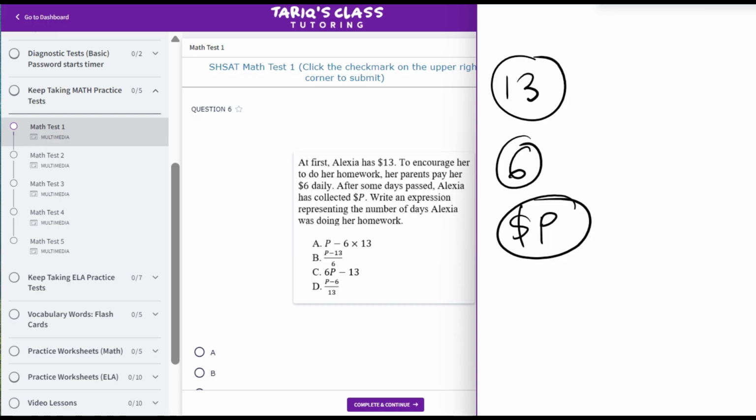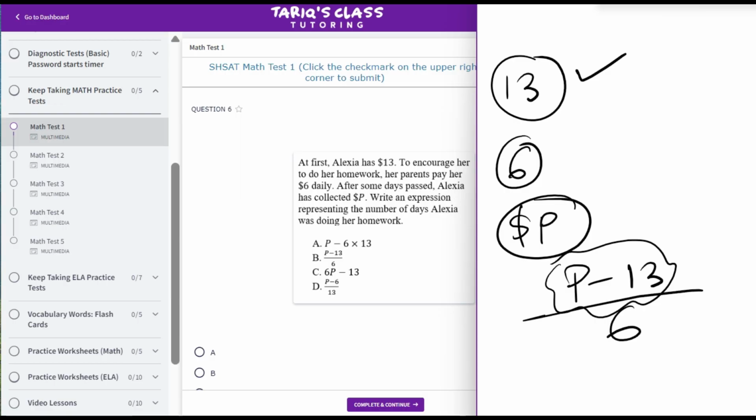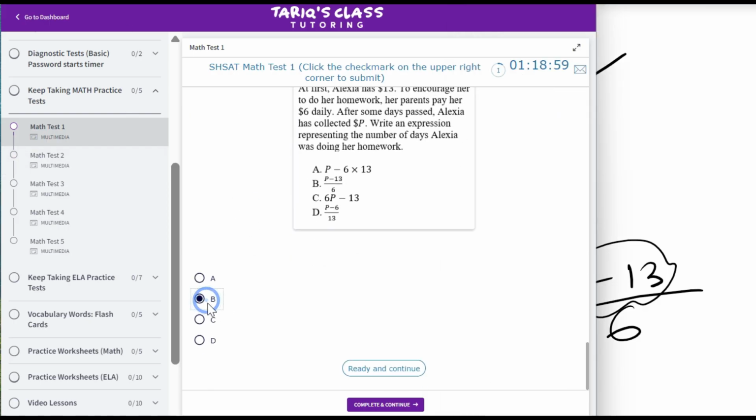So if she made P dollars, how many days was she doing the homework? Did she make all the P dollars from the $6 per day from homework? No, because she already had $13 on her hand. So what we would like to do is first take out that 13 from the P dollars. So P minus the 13. Whatever this amount is, this is what she earned from homework, and she made $6 daily. So let's see how many days. We're just going to divide it by 6. So it's B as an option. That works. Nice question, right?